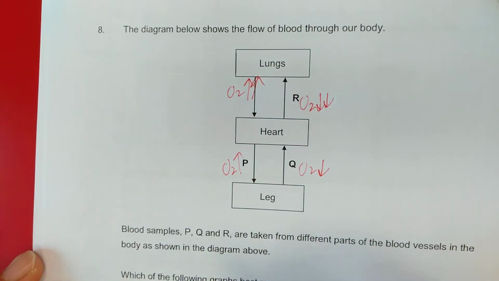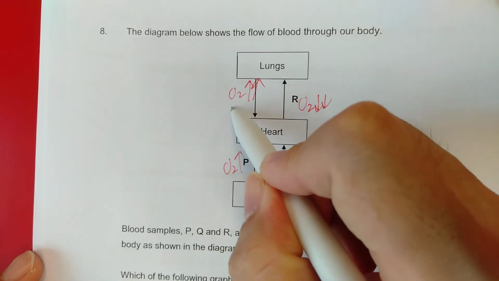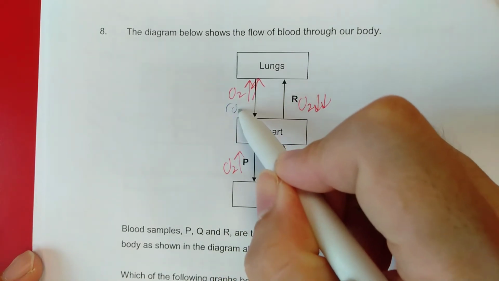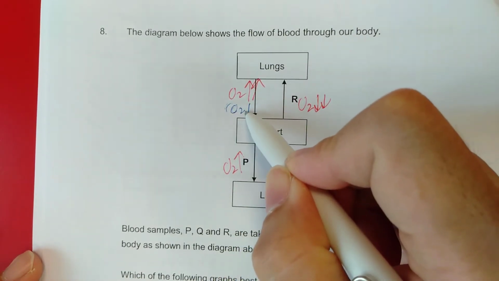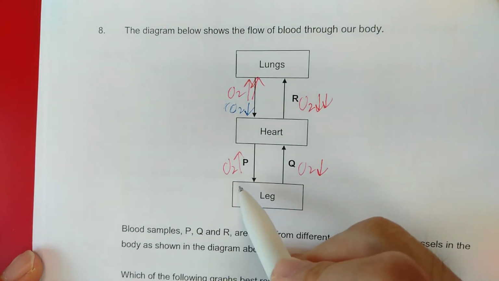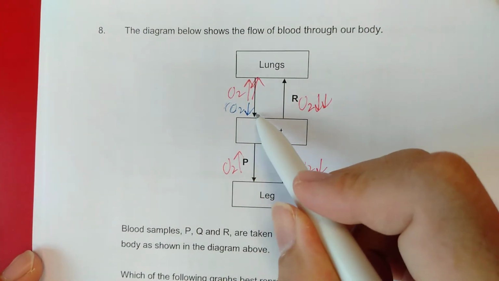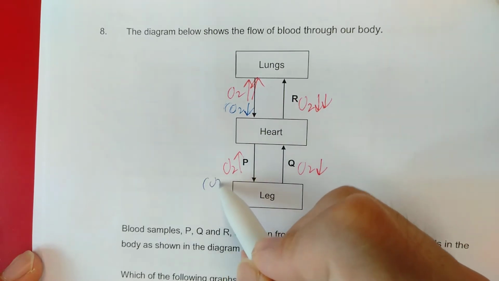Now conversely, the fresh air you breathe in has some carbon dioxide, but it's not a very high amount of carbon dioxide. And as the blood goes through the heart, the amount of carbon dioxide will increase.